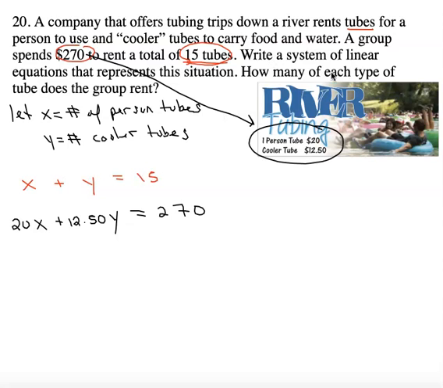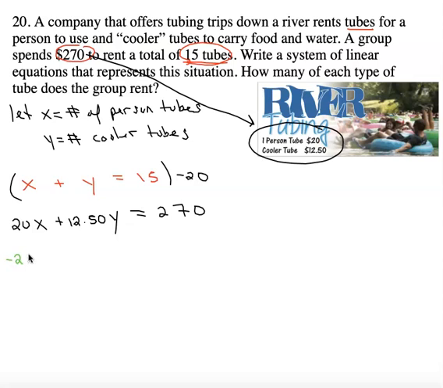All right, and the question is asking how many of each tube does this group rent? You can use whatever technique you want here to solve this. I have these both in standard form. I'm going to go with elimination here. So I'm going to multiply this first equation by negative 20 to eliminate my x value here.